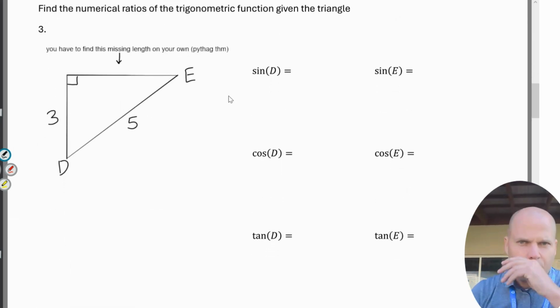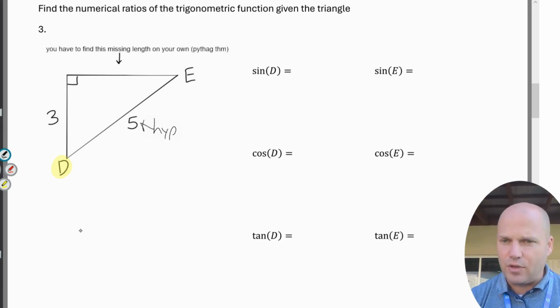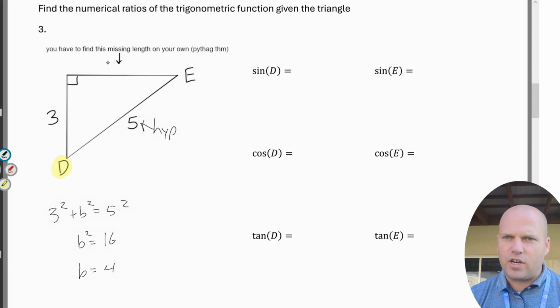triangles is actually very easy to do, which is why mathematicians studied and used it so much. Okay. So we got this right triangle. We got this angle D. We got this side length 3, this side length 5. Well, this is not the side length, this is the hypotenuse. We know that the great thing about right triangles is the Pythagorean theorem. So we can do 3 squared plus b squared equals 5 squared. We could realize that this is going to be a 3, 4, 5 right triangle.